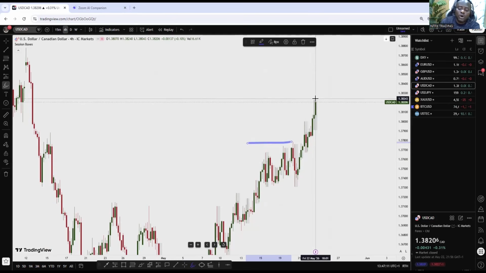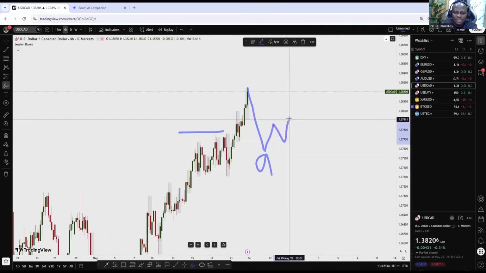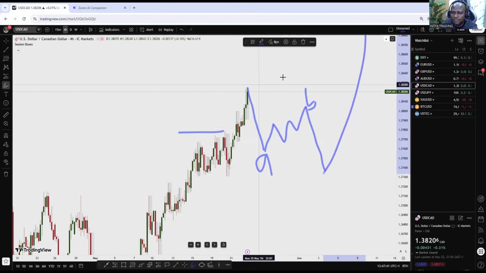What you call a one-way corrective structure is not a corrective structure. It is rather a pullback, and a pullback is just a part of a corrective structure. If you have a pullback here, no matter how long, it's a part of a corrective structure that will make wave A. Expect a sluggish move to the upside as wave B, and then a move to the downside as wave C, before you now buy the continuation to the upside.